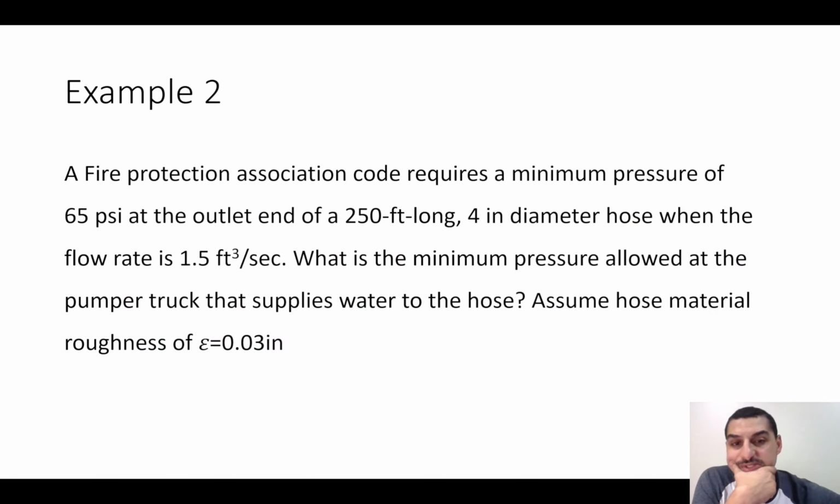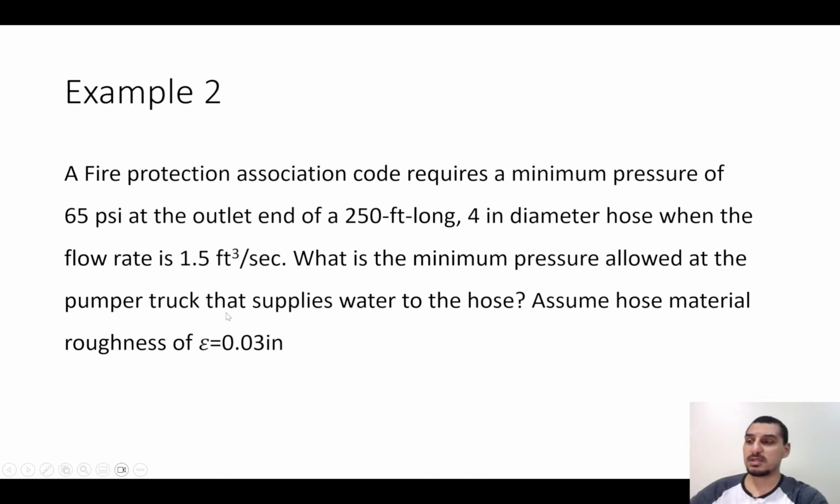The second problem is a similar problem, but it's about a fire hose, and the code requires the pressure at the outlet of the pipe to be 65 psi, so that the water can go further distances. And the pipe length is 250 feet, and the diameter of the pipe is 4 meters. We know the volumetric flow rate is 1.5 foot cube per second, and we want to find the minimum pressure allowed at the pumper truck.